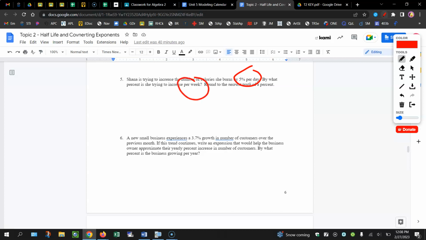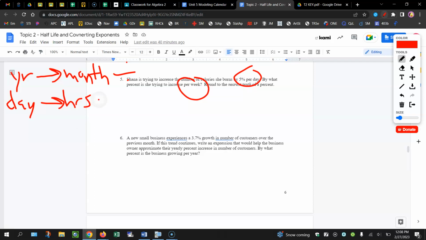And I want to take something that Mrs. Sunderland talked about on the previous video too. If you're going from years to months, you're going from a big time frame to a smaller, so you're going to divide. If you're going from days to hours, big to small, divide. Here we're going from days to weeks, so we're going from smaller to bigger. We're going to multiply. So that's a way where you can kind of tell, am I dividing the exponent? Am I multiplying the exponent?